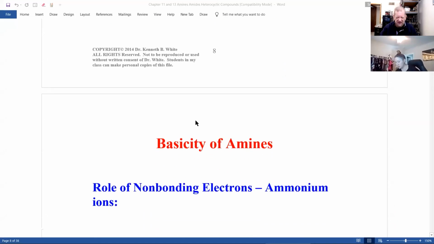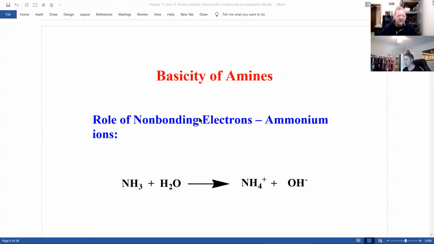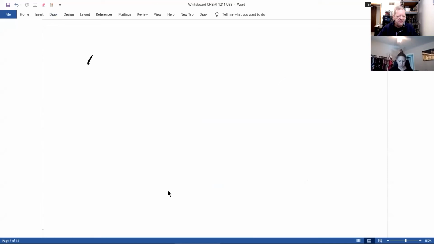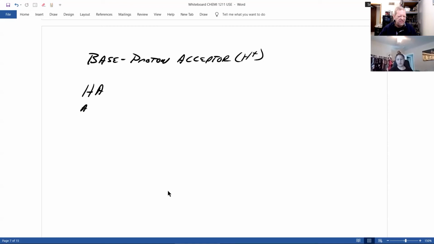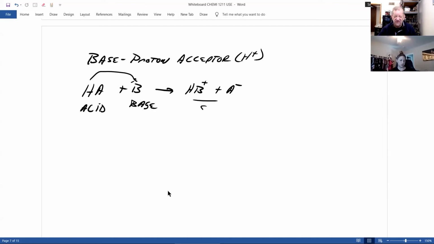Now, something very special about amines. Amines are bases. Now, let me remind you, what is a base? I'll never ask this on a test, but still it's good review. A base is a proton acceptor. So if you have an acid, HA, plus a base, B, you have an acid-base reaction. The proton goes over here. And what this is really is a salt. And this is a straight acid-base reaction.